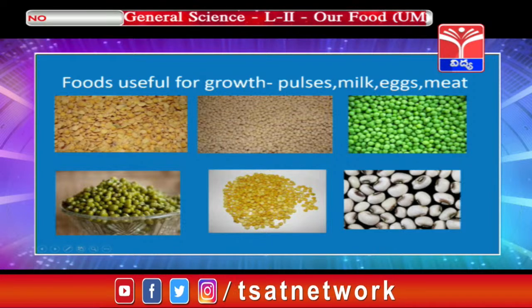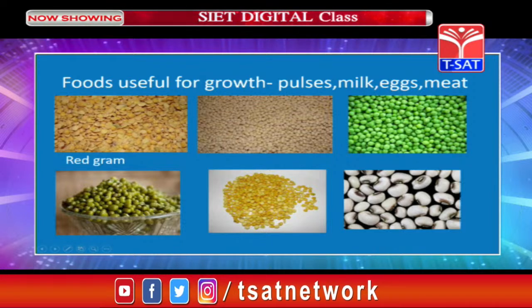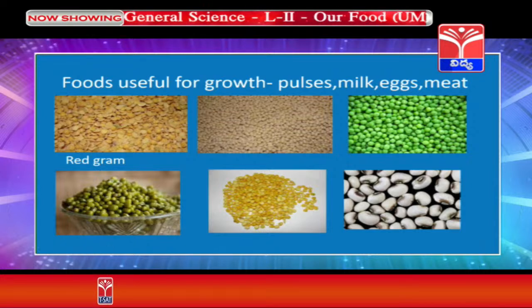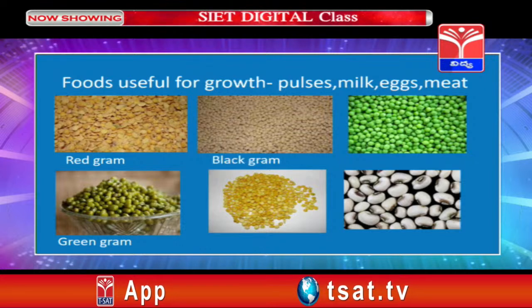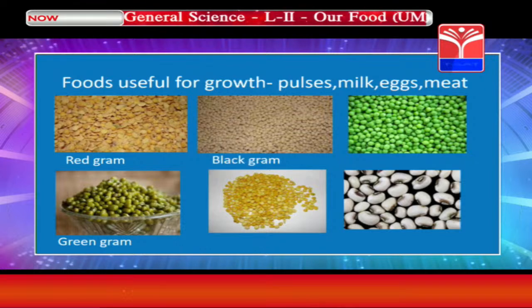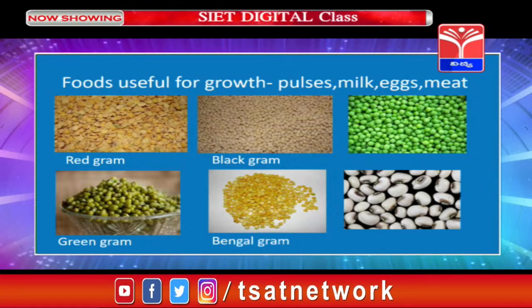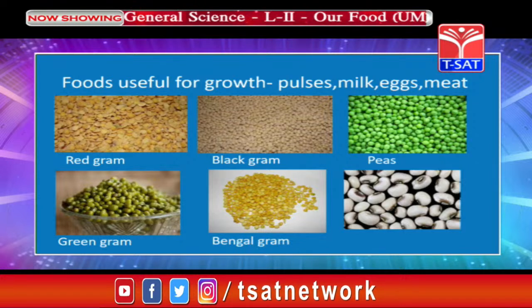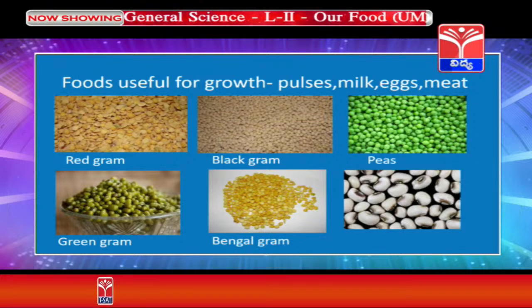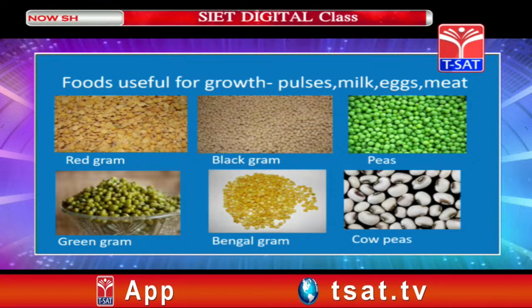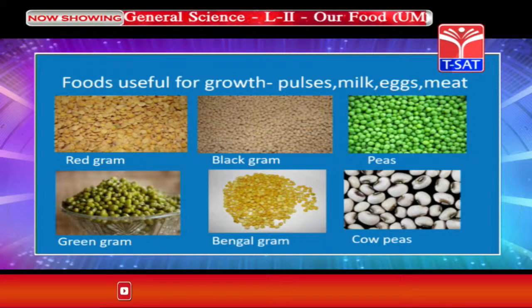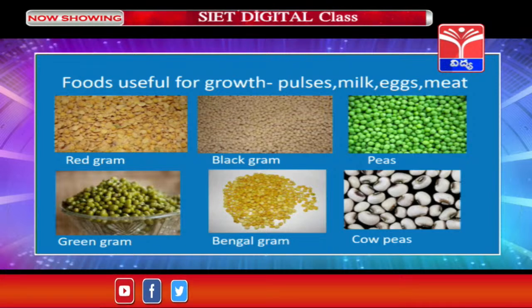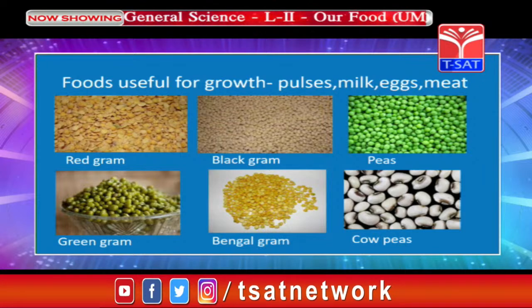Now take a look at the pictures. This is red gram. We make dal, sambar with this. This is green gram. We take in the form of sprouts, and this is black gram. We make idli and dosa batter with this. Bengal gram. From Bengal gram also we make dal. Peas. Peas go well with curries and as snack items. These are cowpeas. Generally we boil them and eat as snacks and also put in curries. These all are called as pulses.